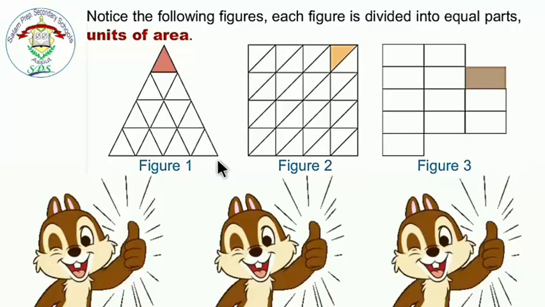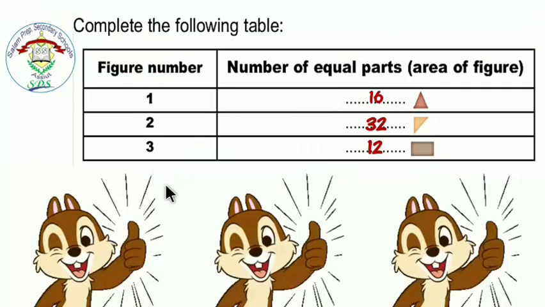Please count with me. 1, 2, 3, 4, 5, 6, 7, 8, 9, 10, 11, 12, 13, 14, 15, 16. So figure 1 equals 16 triangles. Look at this. Figure 1, number of equal parts. Area of figure 1 equals 16 triangles.